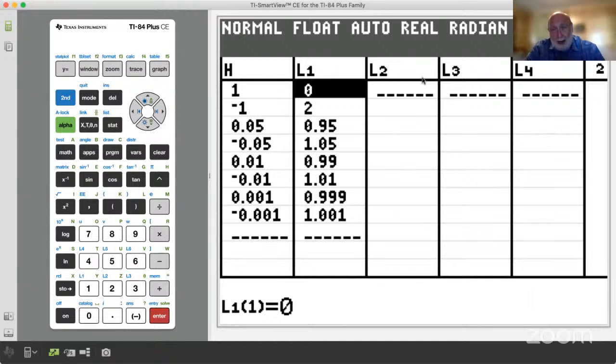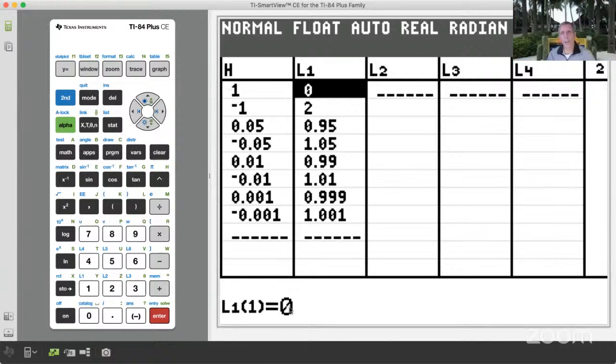And frankly, I think this is more suggestive than trying to use the table feature, because with the table feature you would end up having to use x as your variable, where here we're using h. h is the thing that's varying in each of these computations. So here it's much more suggestive that we're using h values there.